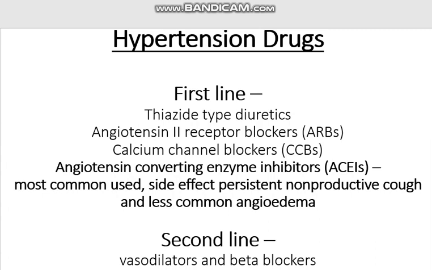Hypertension drugs. The first line includes thiazide-type diuretics, angiotensin II receptor blockers or ARBs, calcium channel blockers or CCBs, and angiotensin-converting enzyme inhibitors or ACEIs, which are the most commonly used. Their side effect is a persistent non-productive cough, and less common but very serious is angioedema. The second line includes vasodilators and beta blockers.